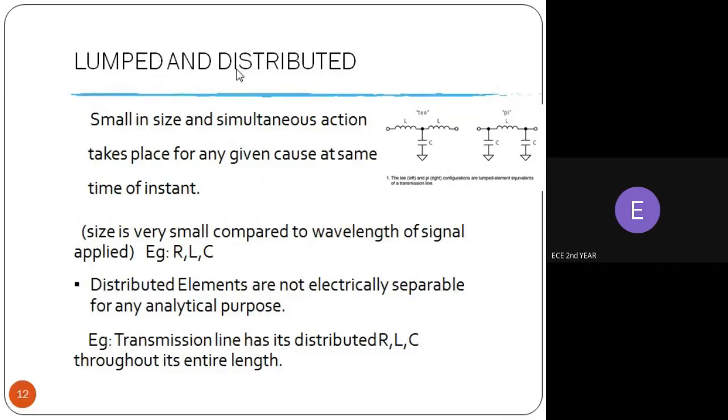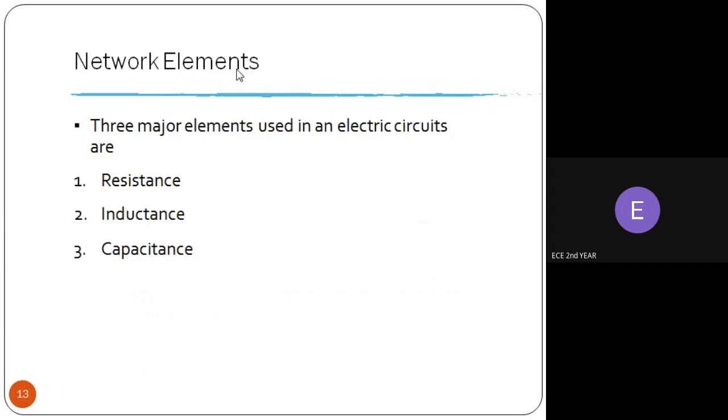Distributed elements are not electrically separable for any analytical purpose. An example is the transmission line, which has its distributed RLC throughout its entire length and comes under the network elements, which is the most important part for our topic.